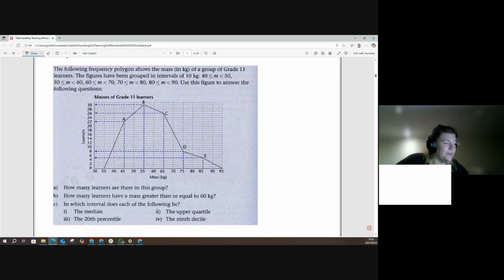How many learners are there in this group? If you can't see the numbers beautifully, let me know and I'll help out. But have a look at where the arrows are pointing to help you.